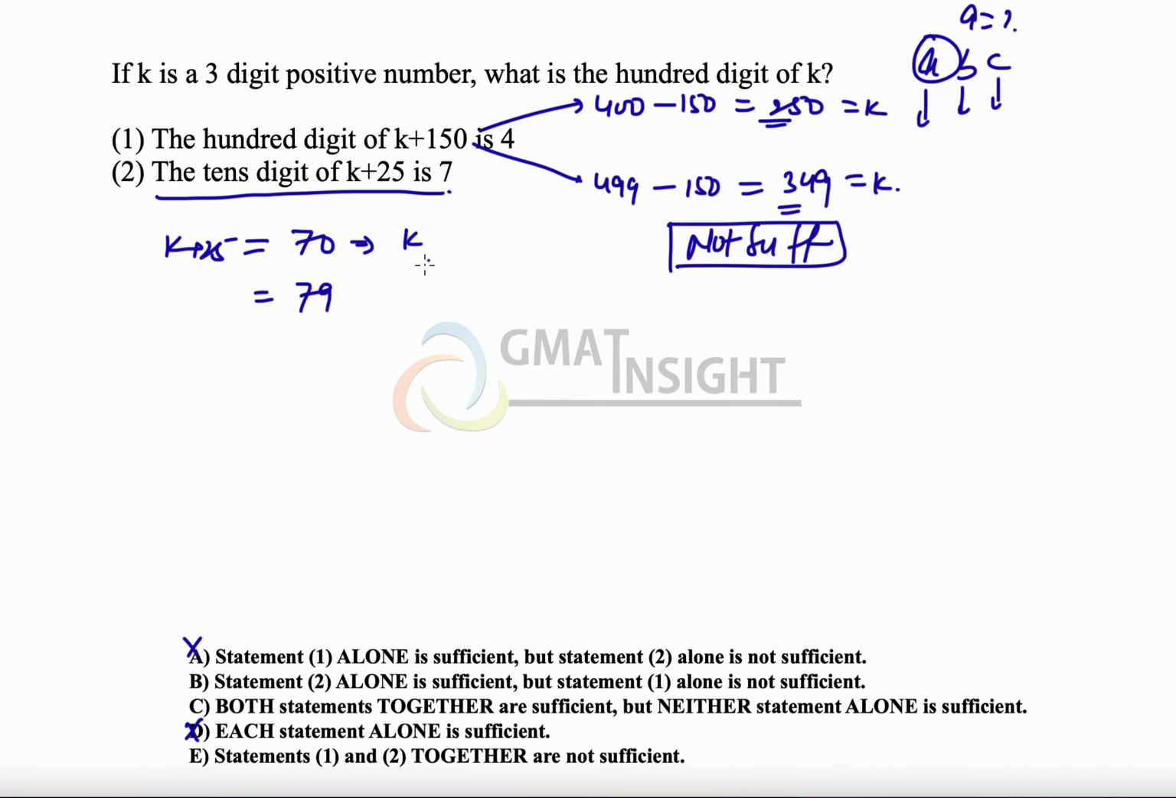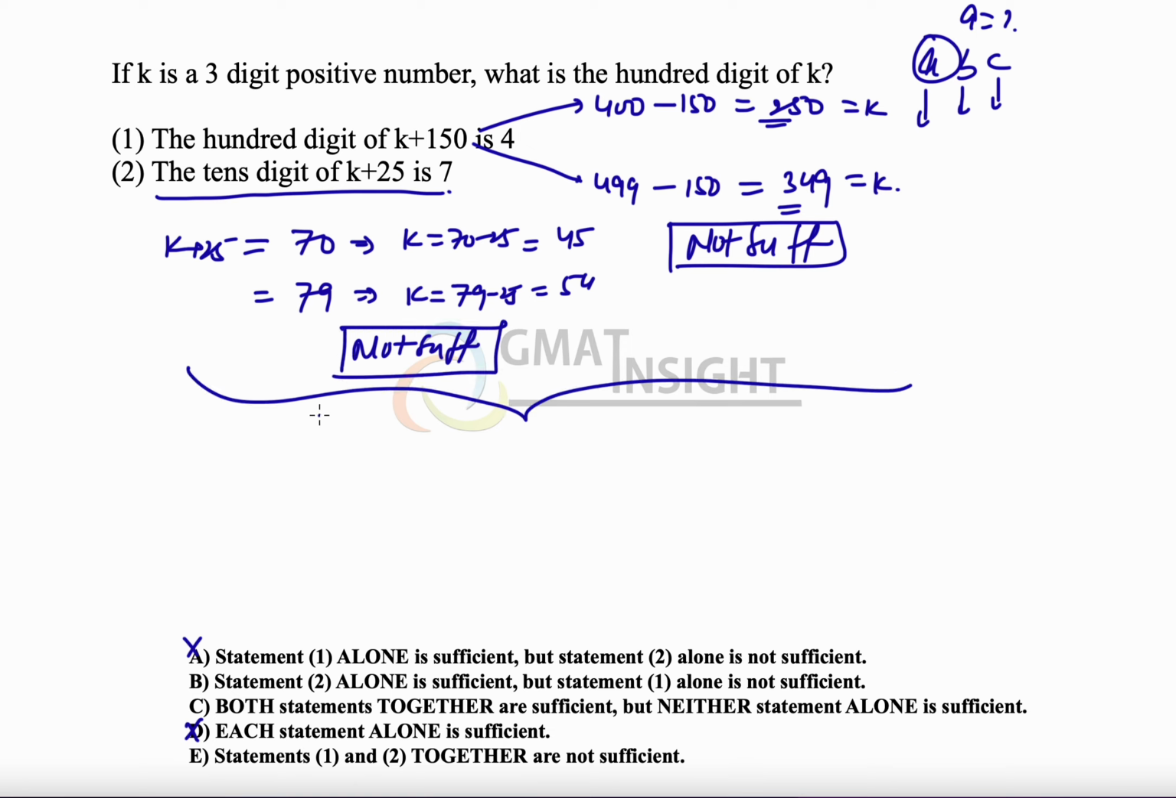That means the last two digits of k would be equal to either 70 minus 25 or 79 minus 25. So 70 minus 25 is 45, or 54. Obviously the second statement is not sufficient, as I said, because it has no information about the hundredths digit.